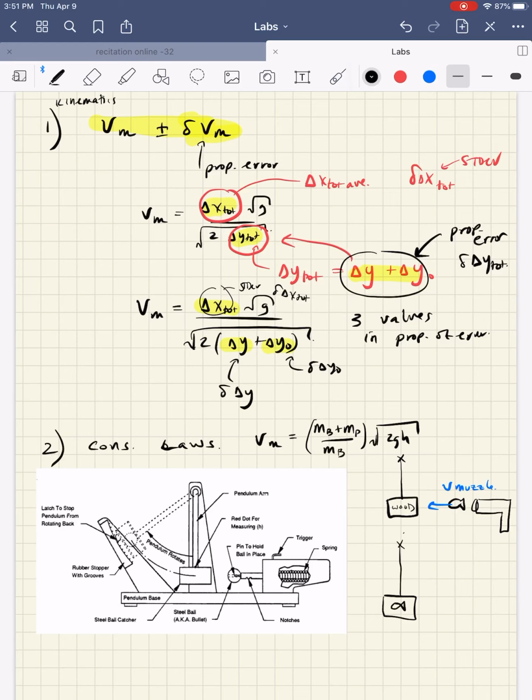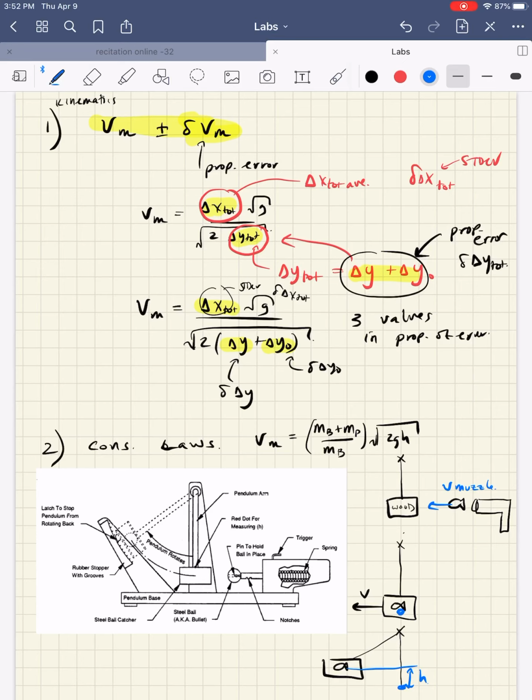Here's the bullet inside the wood. And now the whole thing moves to the left with some speed V. And it swings up. And at some time later, if this is the original line, you can see the bullet in the wood have moved up this height h from its original location, maybe down here.